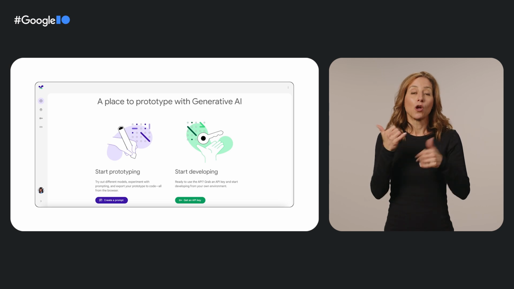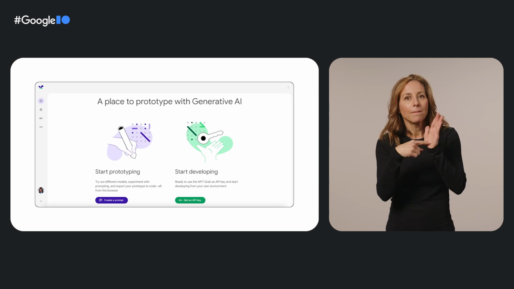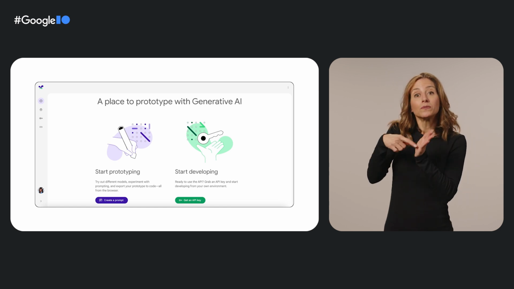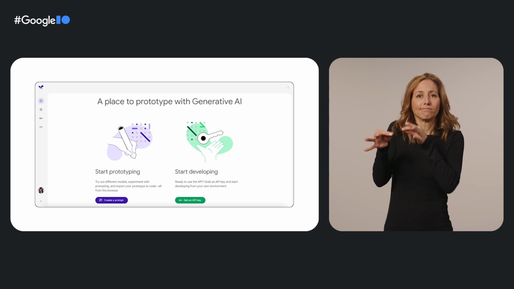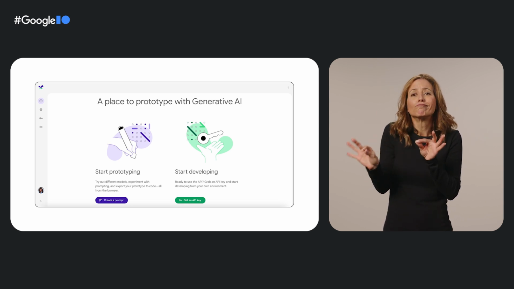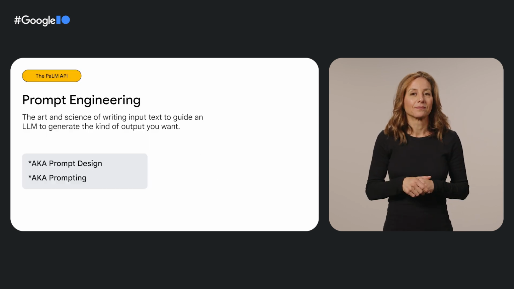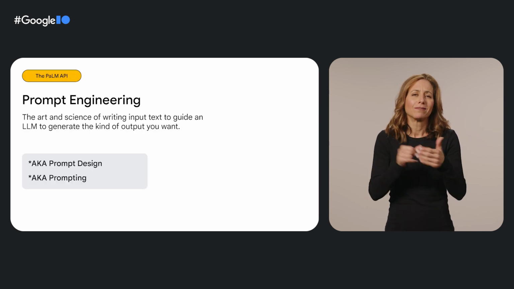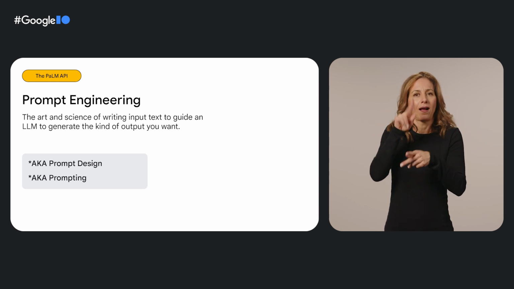Now, in traditional ML development, to prototype an idea, we typically need to train a model on a large dataset. But to prototype with an LLM, and this is the really incredible part, we only need to write, telling the LLM what we want it to do in regular old human language. In LLM parlance, this is called prompting. Prompting is the art and science of writing input text to guide an LLM to create the kind of output that you want. Let me show you what that looks like in MakerSuite.